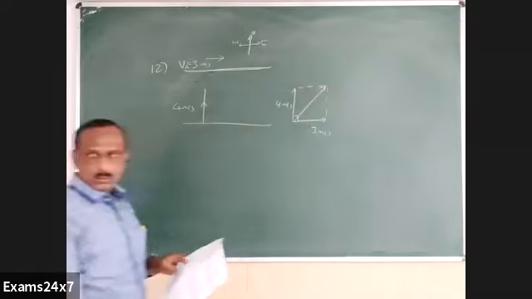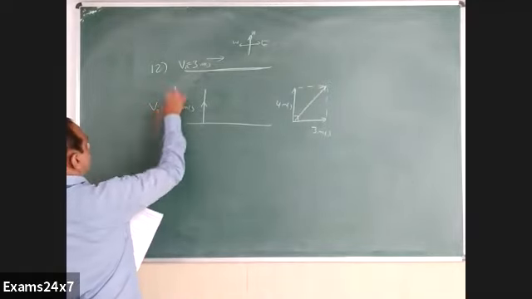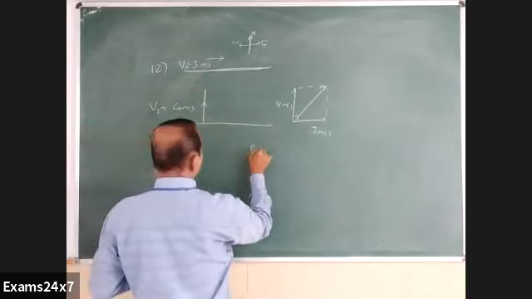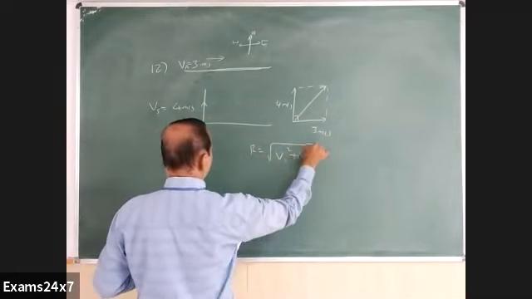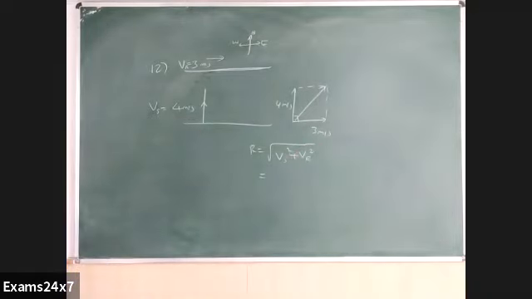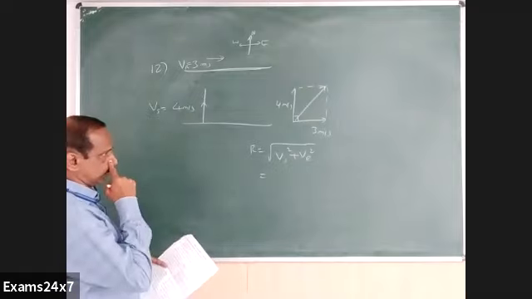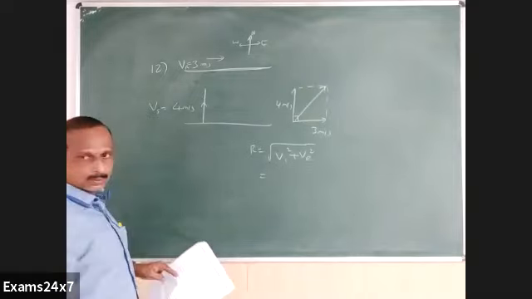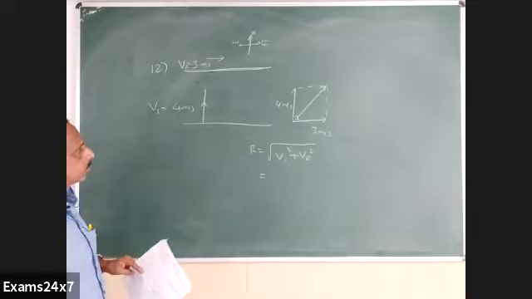Formula: root of Vs square plus Vr square, where this is Vs, the swimmer speed, and that is Vr. So the resultant speed, which becomes more now than his own speed, because partly the river speed is increasing his speed.